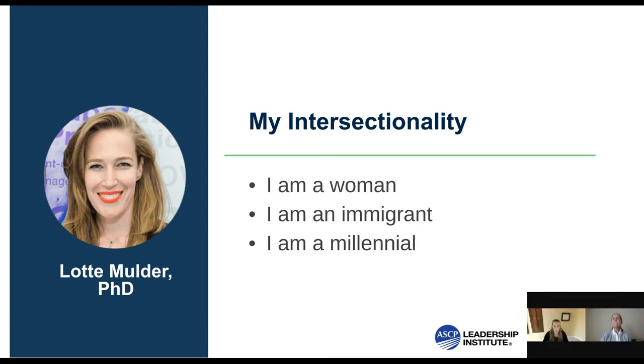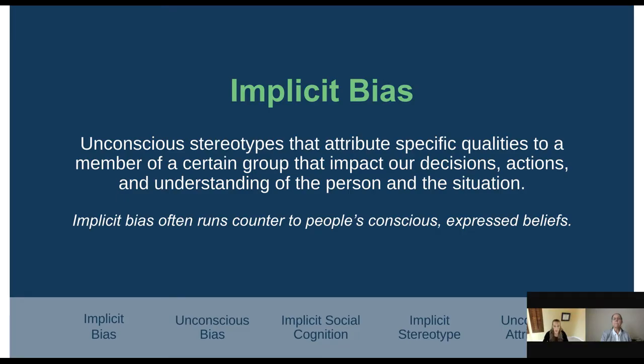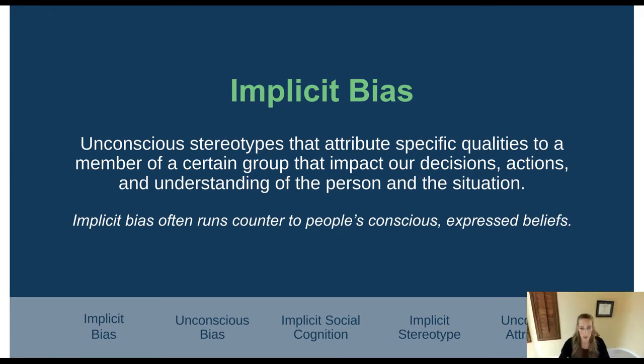Thank you, Dr. Upton. So the definition of implicit bias, as you can see on the slide, is the unconscious stereotypes that attribute specific qualities to a member of a certain group that impact our decisions, actions, and understanding of the person and the situation.